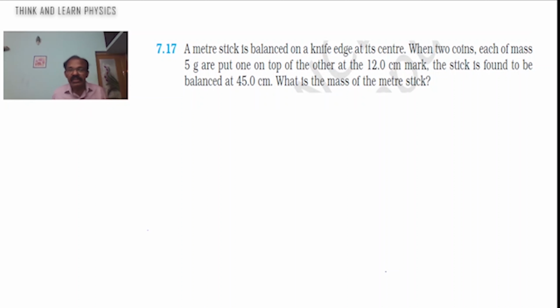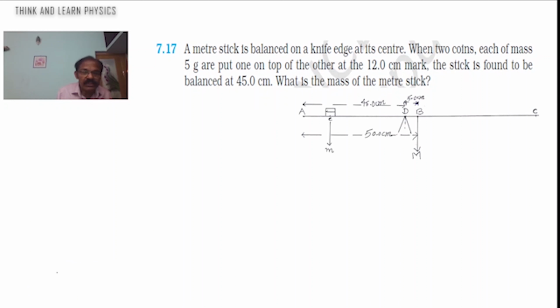Now, to understand the situation described in the problem, let's draw a diagram. It will be like this. In the diagram, C is the point where the two coins of total mass small m equals 10 gram are placed. B is the point which is the center of gravity of the scale from where the total mass capital M of the meter scale acts.